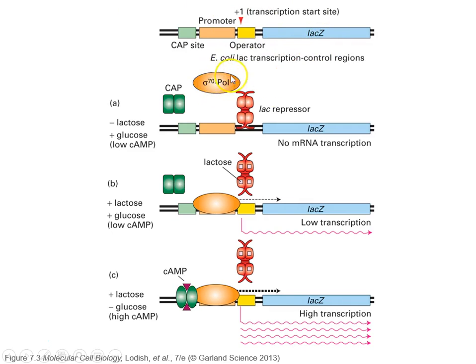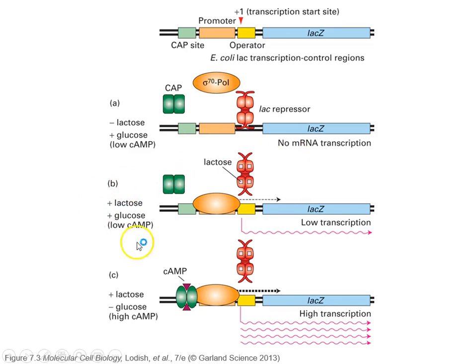This orange thing is RNA polymerase, and remember it has sigma 70, and sigma 70's job is to find the promoter, the -35 and the -10 TATA box right here. But when the Lac repressor is bound, the RNA polymerase isn't able to bind. And here we have glucose, so CAP's not bound, so the cell will use glucose preferentially.